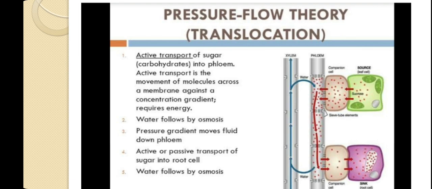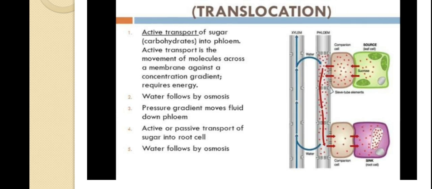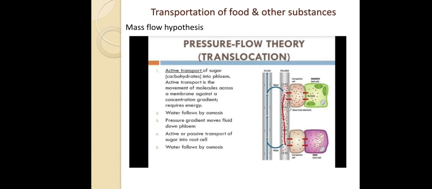Active transport of sugar, that is carbohydrates, into the phloem. Active transport means it requires energy. Active transport is the movement of molecules across a membrane against a concentration gradient, and it requires energy. So here they require energy, they are going against the concentration gradient. Water follows by osmosis. I told you that from the xylem water enters into the phloem by osmosis. Pressure gradient moves fluid down the phloem. So here a pressure gradient is created, too much of a rush of sucrose and water, and it moves down. Then active or passive transport of sugar into the root cell. So it depends whether active or passive transport can take place. Then again water follows by osmosis. So this is an important theory, the mass flow hypothesis.